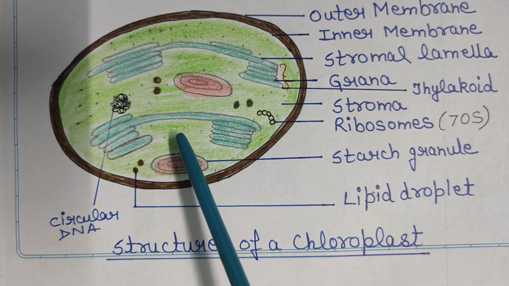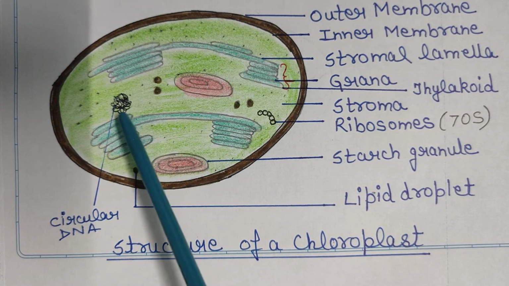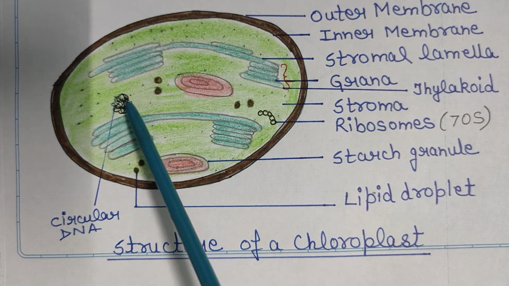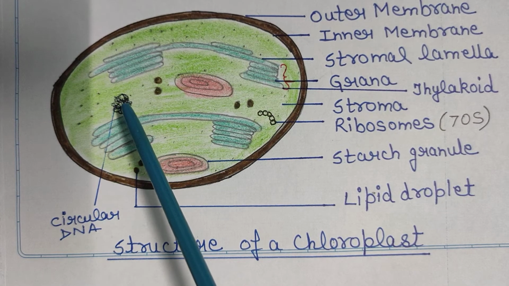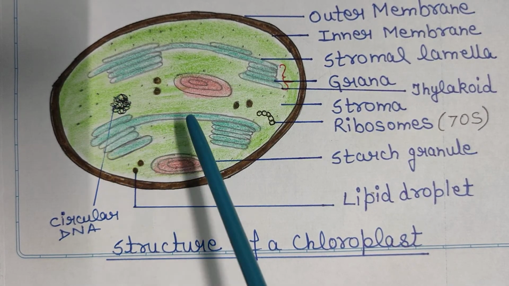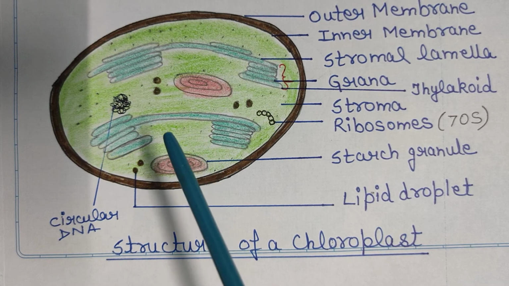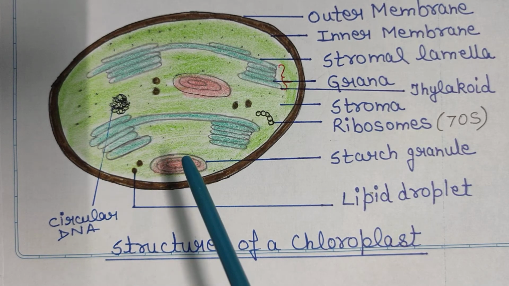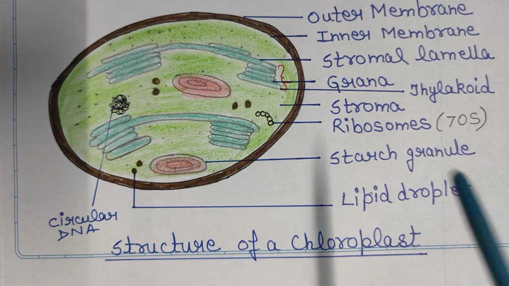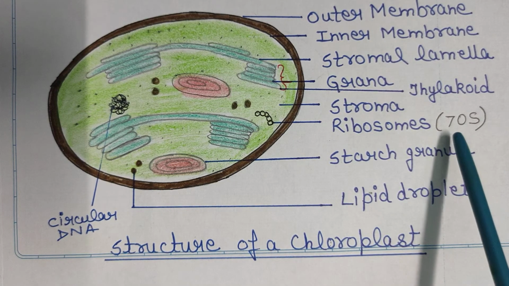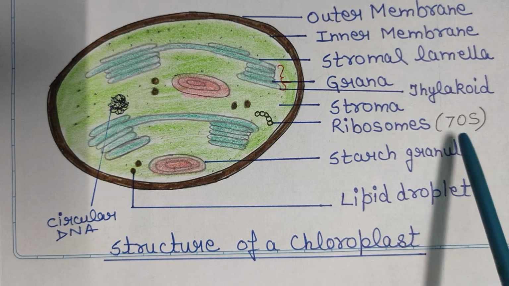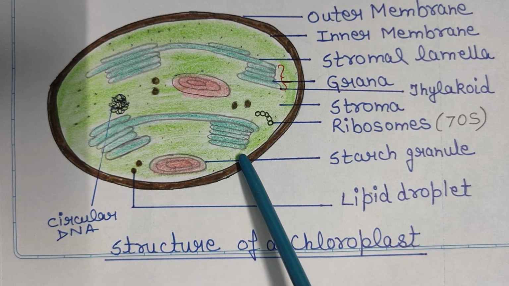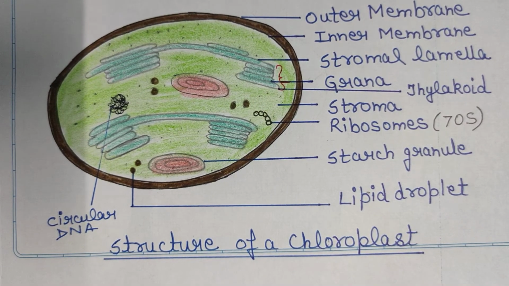Now the very important feature of this chloroplast is that a small double stranded circular DNA is present. So due to the presence of this DNA inside the chloroplast, they are considered as semi-autonomous cell organelles. And also the ribosomes are present, which are smaller in size, that is of 70S type, than the cytoplasmic ribosome of the eukaryotic cell. The starch granules are present, the lipid droplets are present.